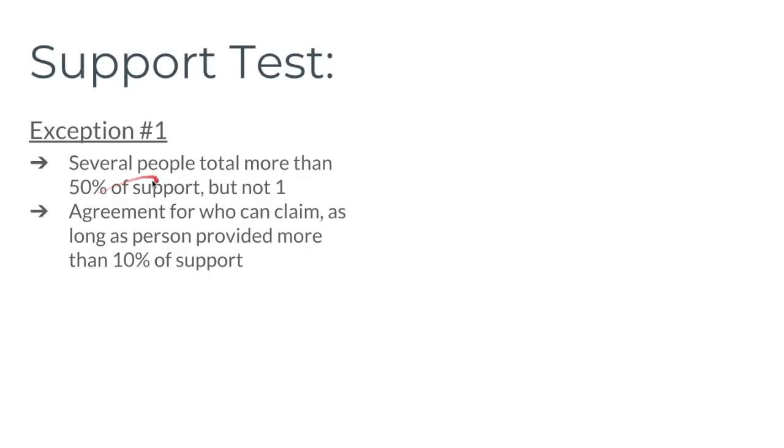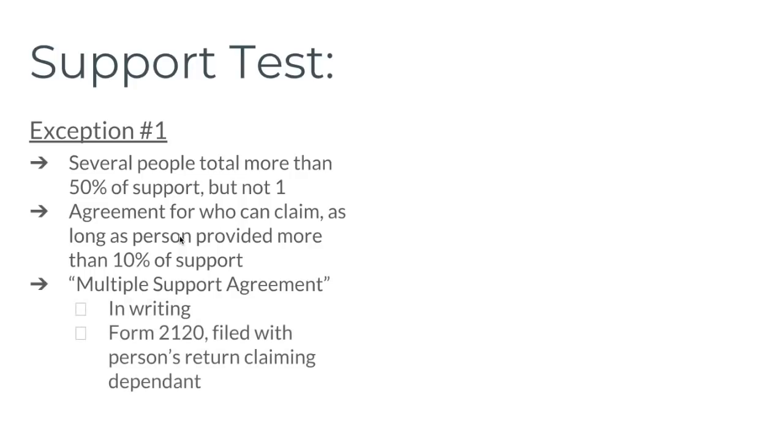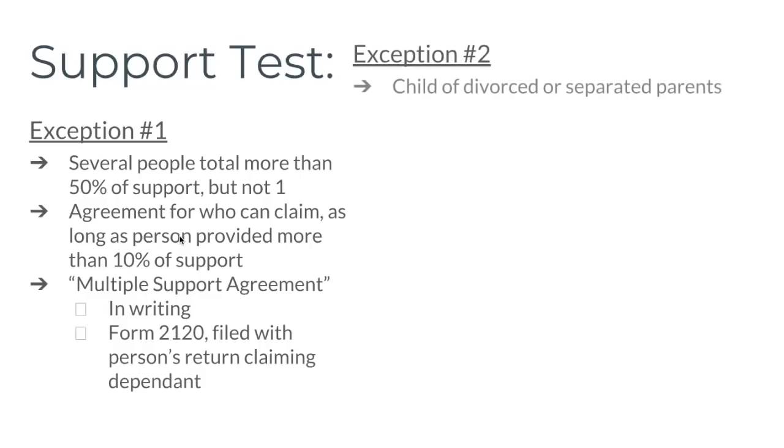The first one is if several people total more than 50% of support of the dependent, but not one, then they can agree who can claim the dependent child as long as that person pays at least 10% of the support. Now this is called a multiple support agreement and it must be in writing, and you can use form 2120, and the person who claims the person as a dependent should file that with their return.